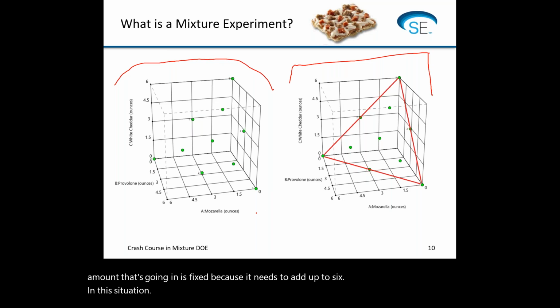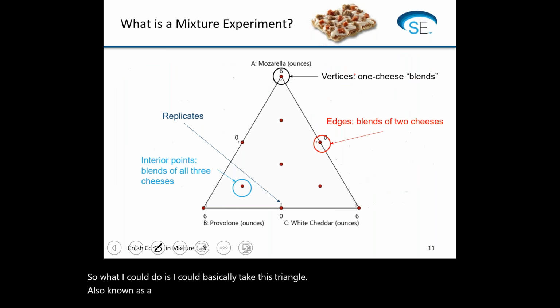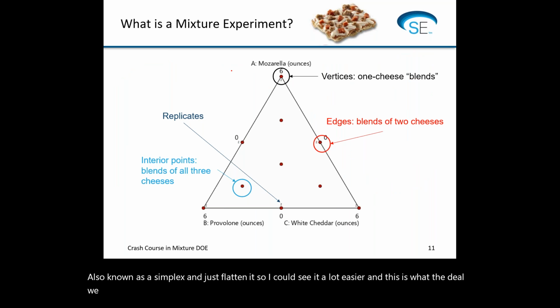Okay. So what I could do is take this triangle, also known as a simplex, and just flatten it so I could see it a lot easier. And this is what the DOE looks like. If you look at DOEs of mixture experiments, you're going to see something that looks like this.